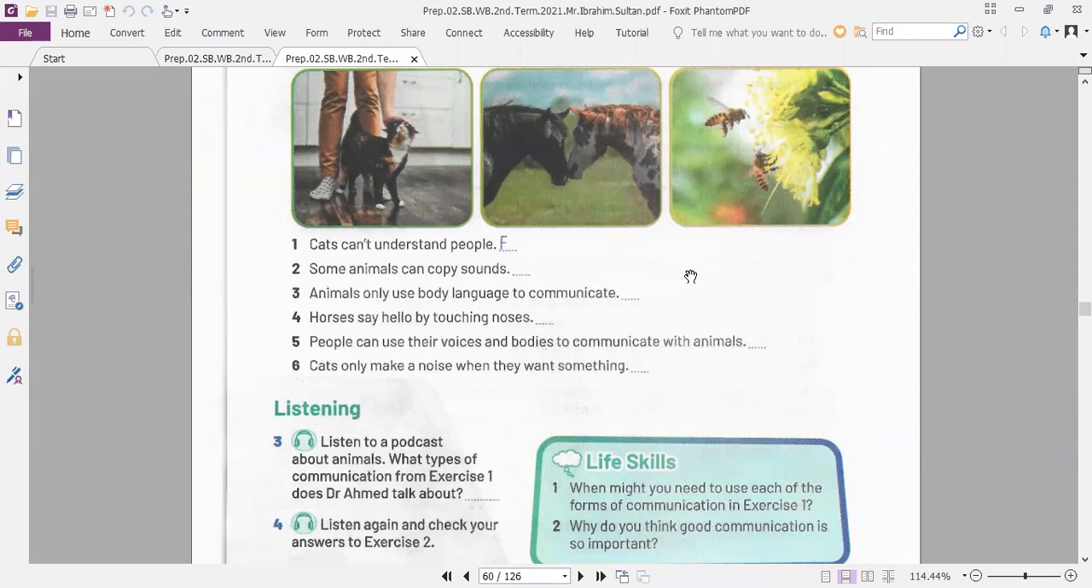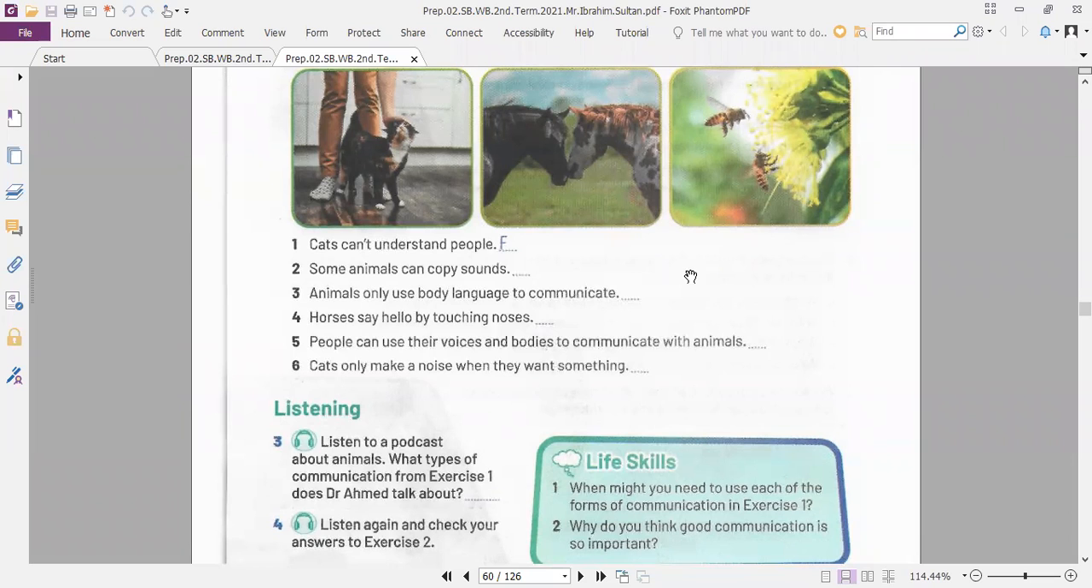Dr. Ahmed said, in my view, it's important to watch and listen to what animals are trying to tell you. You should be careful about how you use your body and voice. So if an animal is scared, you should move slowly and use a soft voice. How about listening to the way your cat makes a noise? Does it sound different if it wants some food? I think it will, yes.